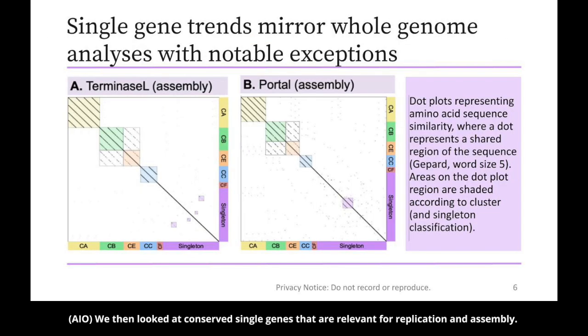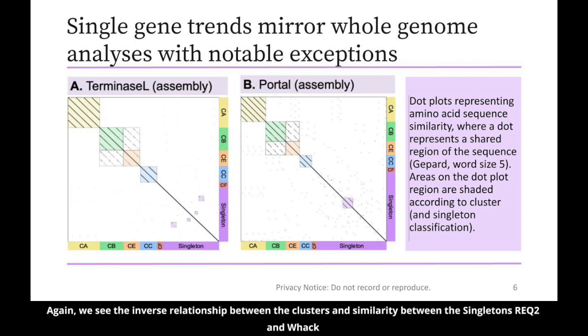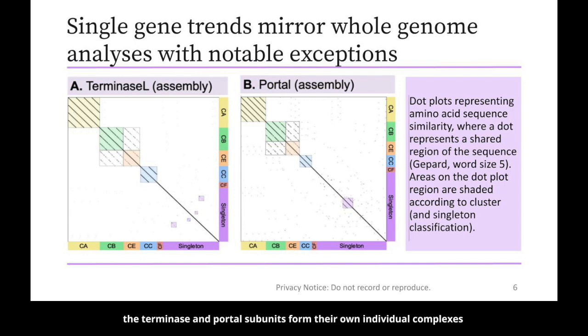We then looked at conserved single genes that are relevant for replication and assembly. Again, we see the inverse relationship between the clusters and similarity between the singletons REC2 and WAC. The terminase and portal subunits form their own individual complexes that work together in capsid assembly and share similar patterns of relatedness in their dot plots, with notably high intercluster similarity between clusters CB and CE.